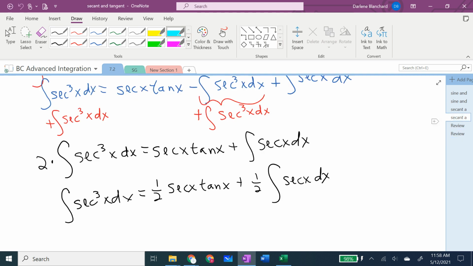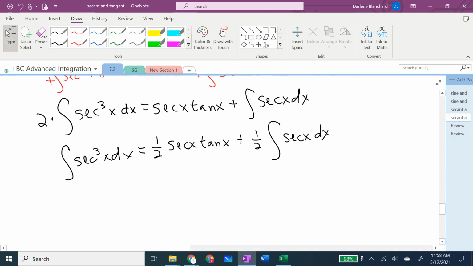And now we can come back over here and finish this up. The integral of secant cubed is equal to 1/2 secant times tangent plus 1/2 times, and do you remember it now that it's not in front of you? What is the integral of secant?